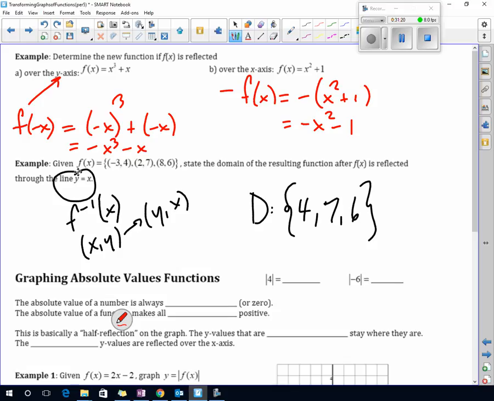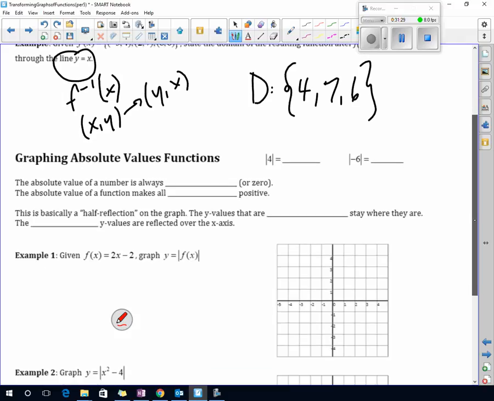Okay, do you remember absolute value functions? Absolute value of 4 is 4, absolute value of -6 is 6. What's the definition of an absolute value? What are you actually measuring? Yeah, the distance from 0, very good. So that's why it's always positive, because you're measuring a distance. The absolute value number is always positive or 0, of course.